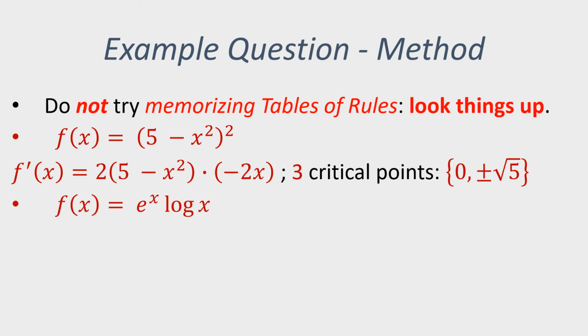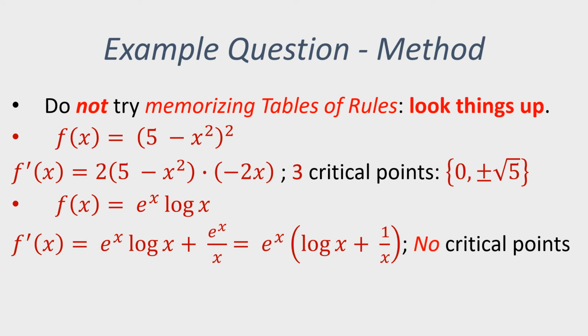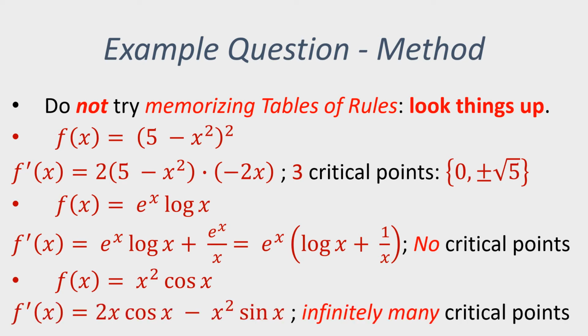We take the second example there, e to the x multiplied by the log of x. If we differentiate that function, we find its first derivative is this expression here. And this function has no critical points. There is no way of choosing a value of x which makes the first derivative take the value 0. Our third function, x squared times the cosine of x, has infinitely many critical points. There are infinitely many choices of x which will make this take the value 0.